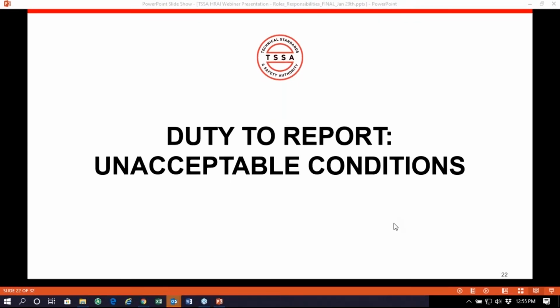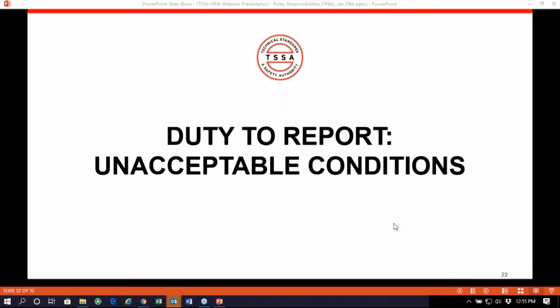So now moving on to duty to report. These are the unacceptable conditions, and I think this is probably one of the most common pain points I hear from contractors, in that in some cases they have to report on their own customers, their own clients, for things that they see are non-compliances, and then your client is required to make repairs or do whatever. Fortunately, it is a regulatory requirement for all certificate holders.